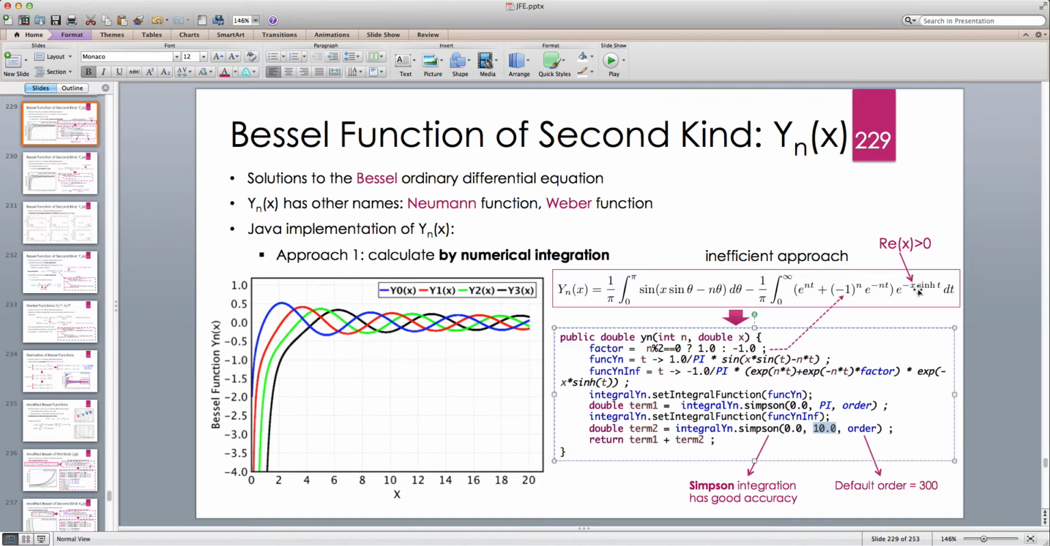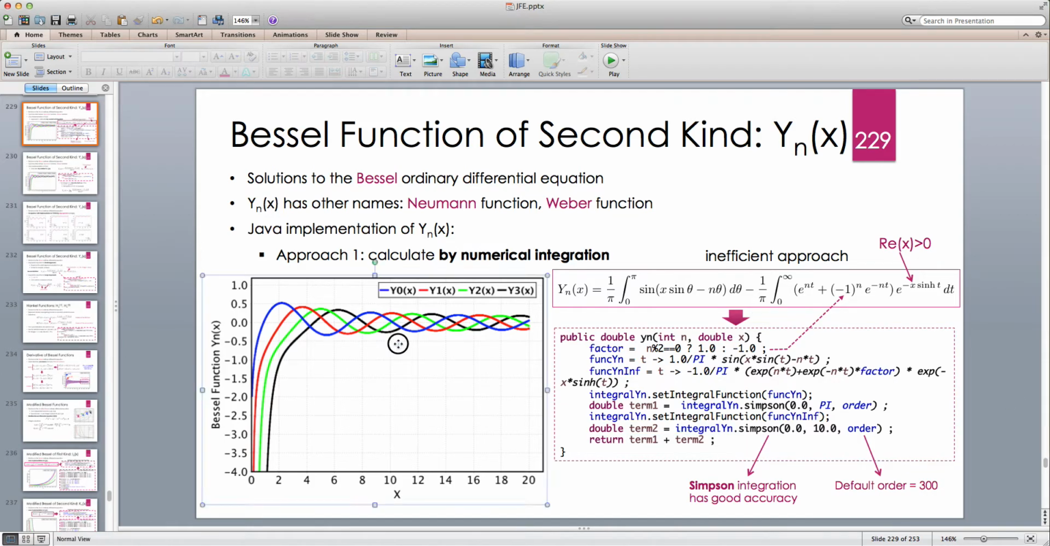If x is positive, this exponential is decaying very rapidly, because remember sinh is related to the exponentials. The exponential of something with a negative sign decays very rapidly. So for numerical stability of the integration and discretization, I'm just putting 10 here. You can set it to 20 or whatever. The accuracy doesn't change that much. So we calculate numerically these two integrals. I'm using Simpson, but you can use any other method, and return the two terms.